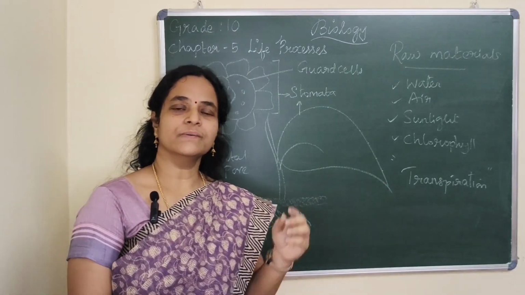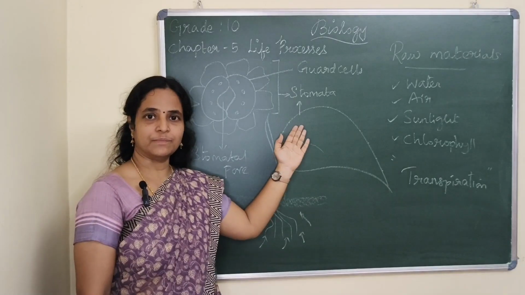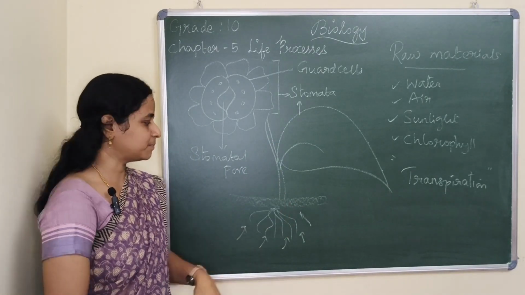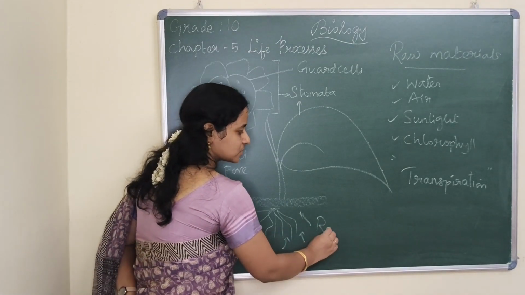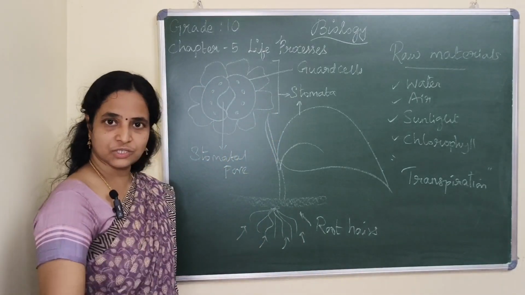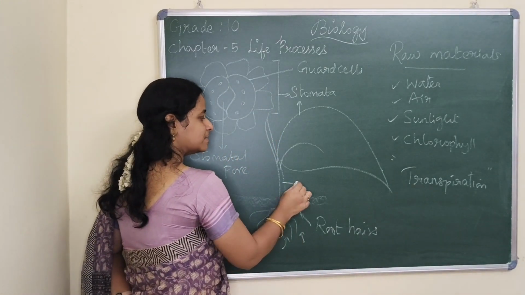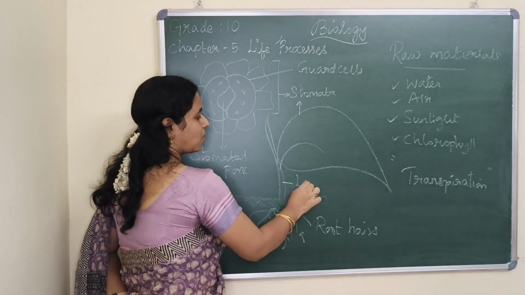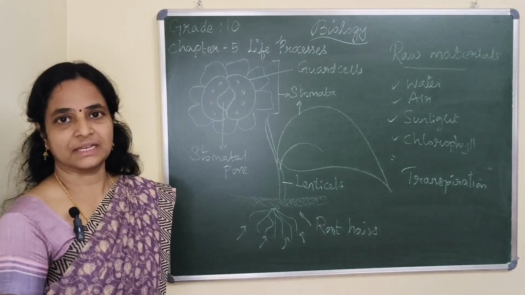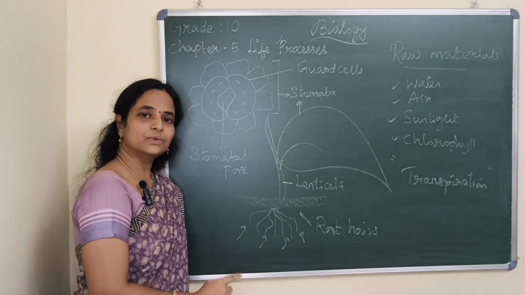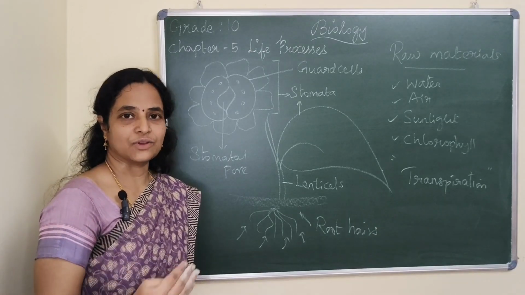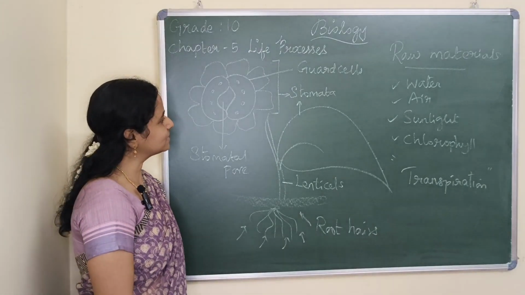You should also know that not only the leaf carries tiny pores, even the root will have tiny pores, as well as the stem. The root will have certain structures called root hairs, which help in exchange of gases. And the stem will have certain tiny pores called lenticels, which will also help in exchange of gases. So not only the leaf, even the root and also the woody part, the stem, will help in exchange of gases. Any doubts here?